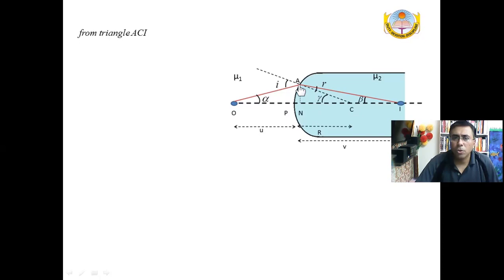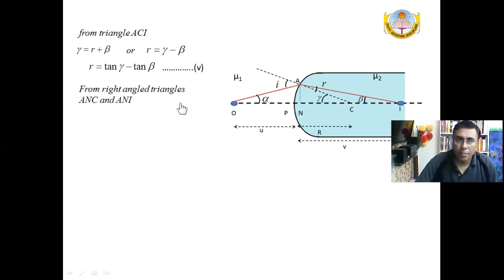Similarly, if you look at the triangle ACI, in this triangle gamma would be an exterior angle and R and beta would be the two interior opposite angles. So from triangle ACI, I can write gamma equals R plus beta, or R equals gamma minus beta. Similarly, I can write gamma minus beta as tan gamma minus tan beta, since beta and gamma are small angles.